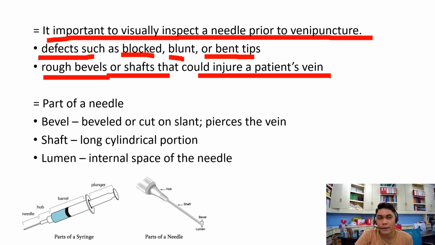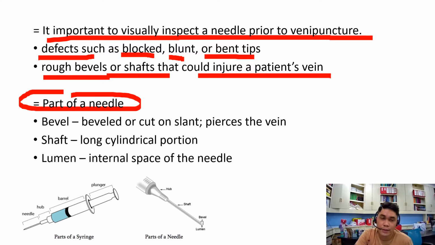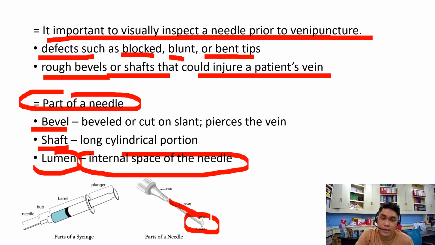Now, regarding the parts of a needle, you have three main parts. You have the bevel. Okay, so this one is the bevel, beveled or cut on a slant. The purpose of the bevel is to pierce the vein. Shaft, so this is the shaft of the needle, the long cylindrical portion. And the lumen is the internal space of the needle. That is the lumen. Okay, so that's for the parts of a needle.